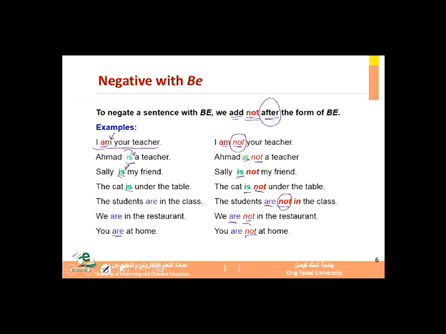So simply speaking, in order to change a sentence from being a positive, affirmative sentence, or if you like, a sentence that is not negative, into a negative sentence, and this sentence contains verb to be, you only have to add not after verb to be. So you look at the sentence, you find where the form of verb to be is, and you add not after the verb.